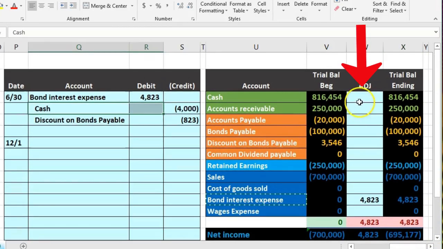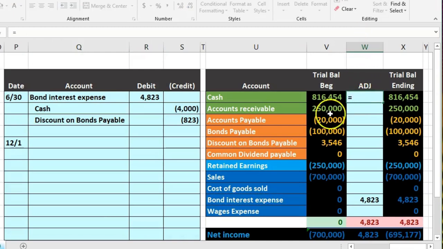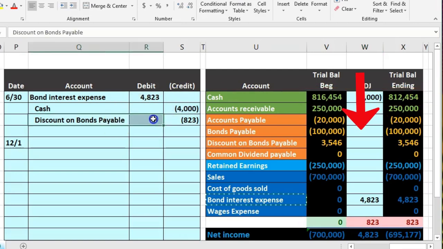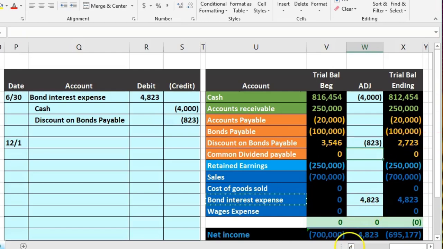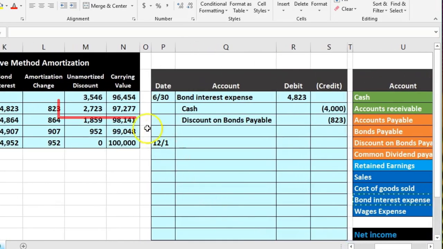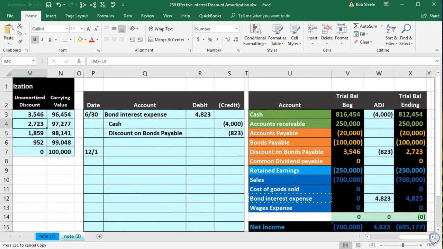Cash is here. Cash will be in W3 equals, point to the cash. That's going to bring cash down. And then here's the discount. So we're in the discount. So in W7 equals, we'll point to that 823, bringing that discount down. So now if we compare this to our table, then we have a carrying amount on the table of 97,277, unamortized discount 2,723 after the first payment. So here's our 2,723, and here's this minus this is the 97,277.